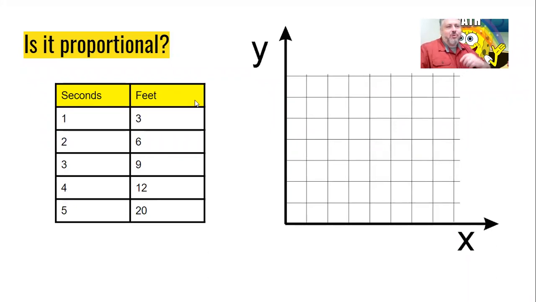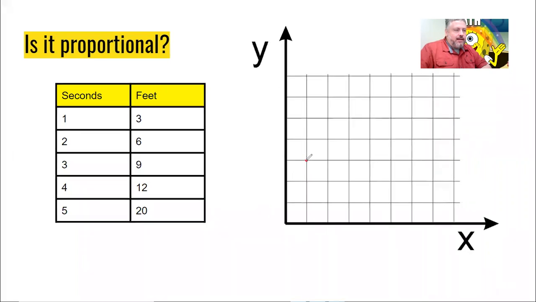Seconds and feet. Same thing. We've got 1 second, 3 feet. So we graph that pair, go over 1, up 3, put a dot. 2 seconds to 6 feet, so we go over to 2, up to 6, put a dot. 3 to 9, go over to 3, up to 9.